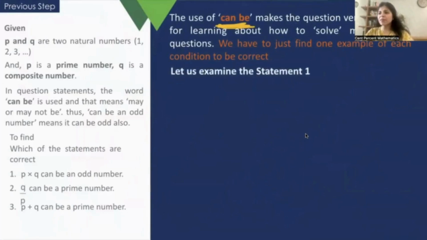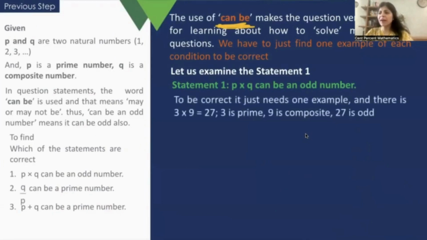So let's examine the first statement, which states that P into Q can be an odd number. Now, we don't need to prove it for every P and for every Q. If we get one sufficient example, we'll be done. So if I take P as 3 and Q as 9, then 3 is prime and 9 is a composite number. Their product is 27, which is odd. So the first statement is correct.